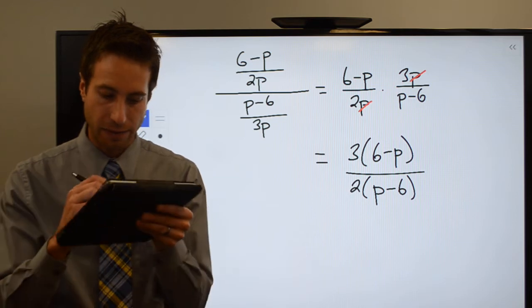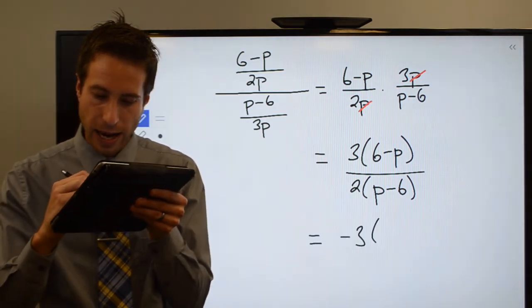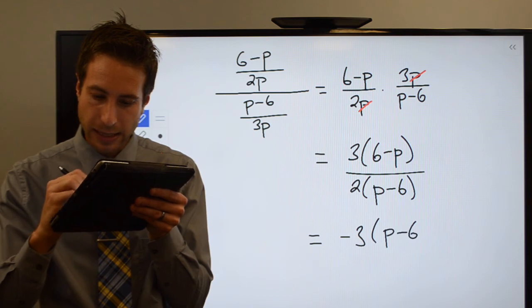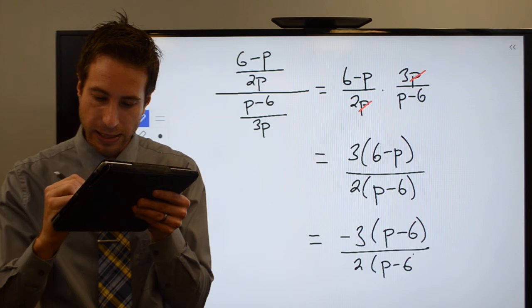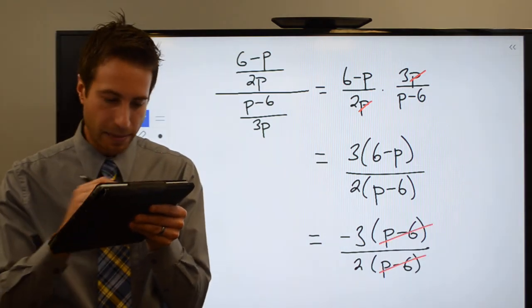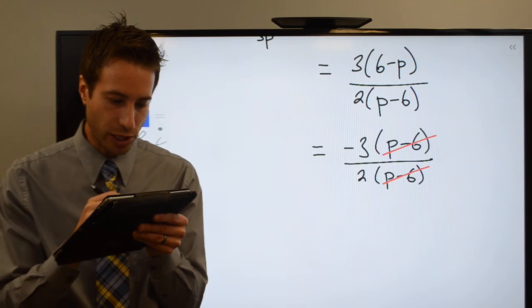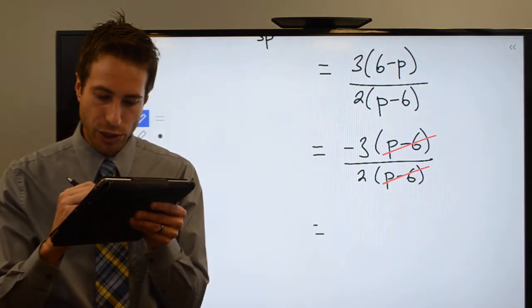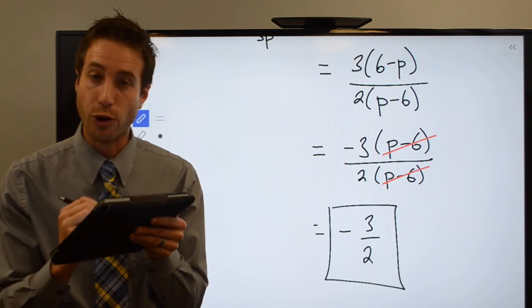Pull out a negative. I'll pull a negative out of the one in the top. That's going to leave me with a p minus 6. In the bottom, 2 over p minus 6. P minus 6's cancel top and bottom. And guess what you just did? Yep, you just found the slope of the line that passes through those 2 points.